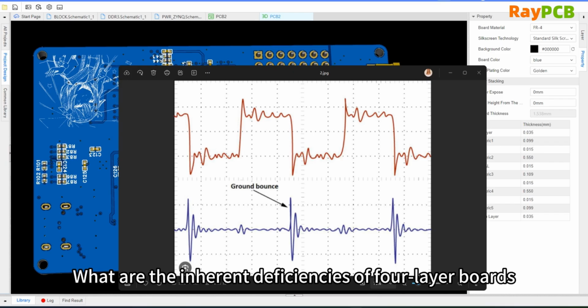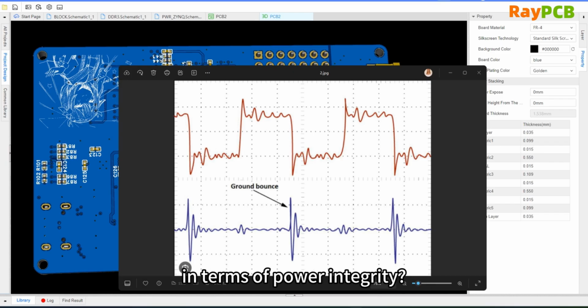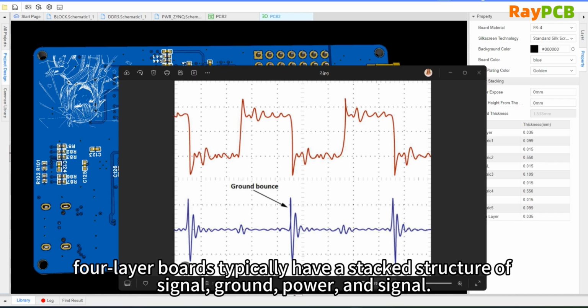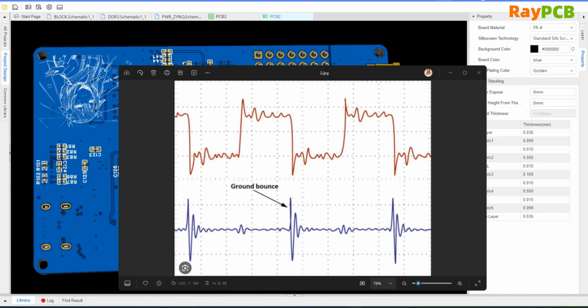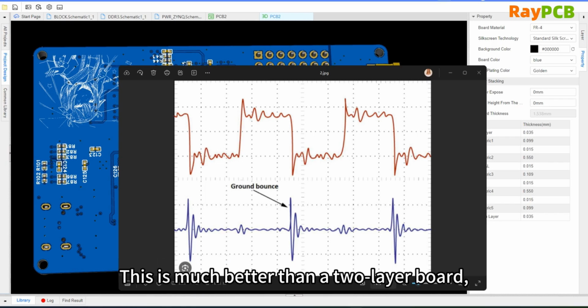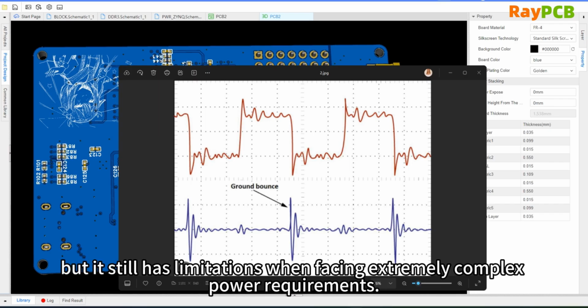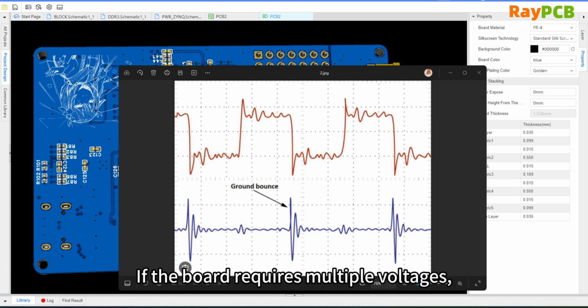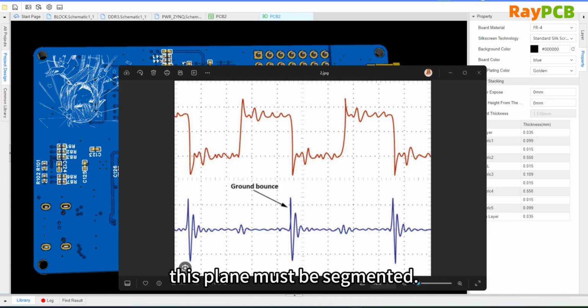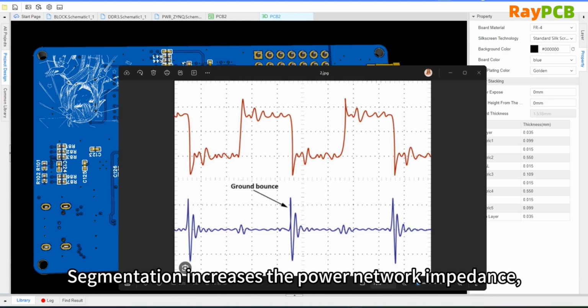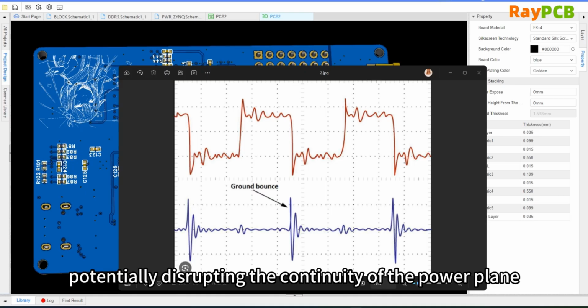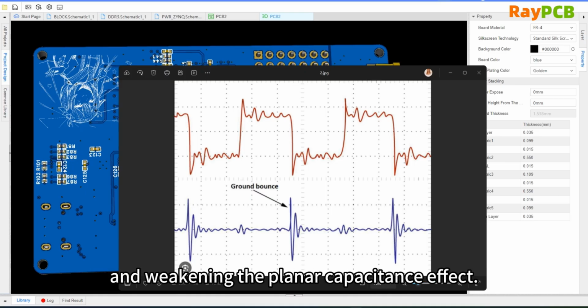What are the inherent shortcomings of four-layer boards in terms of power integrity? We know that four-layer boards are usually designed as follows: signal, ground, power, signal. These are the typical arrangements. They are much better than double-layer boards, but when faced with extremely complex power requirements, there are still limitations. First, there is only a single power plane. If the board requires multiple voltages, this plane must be partitioned, which increases the complexity of the power network and may disrupt the continuity of the power plane, weakening the plane power effect.